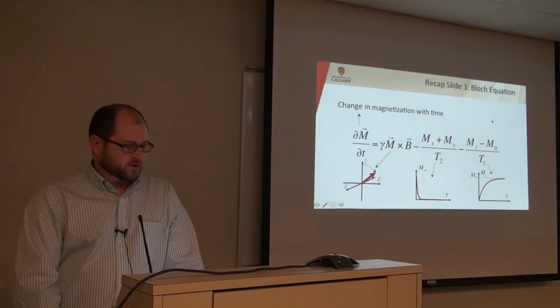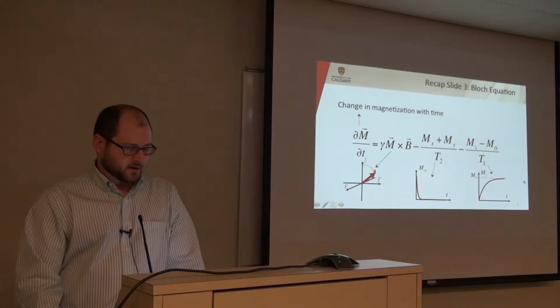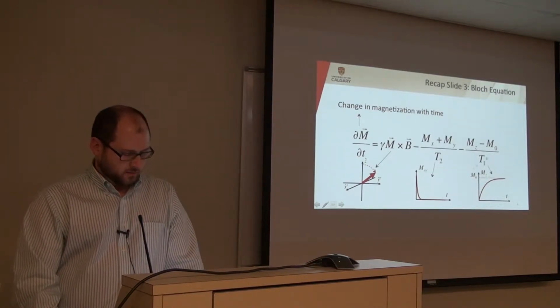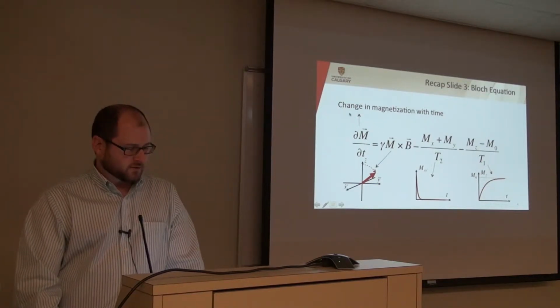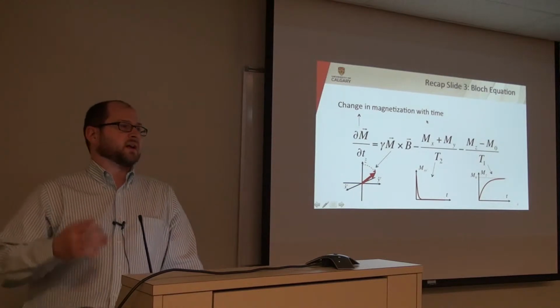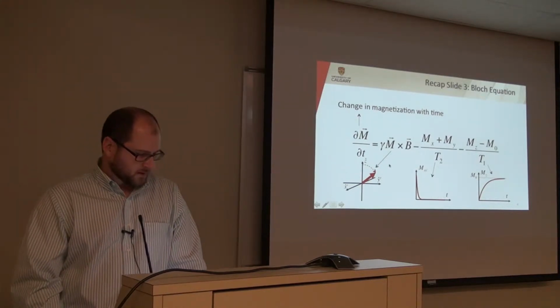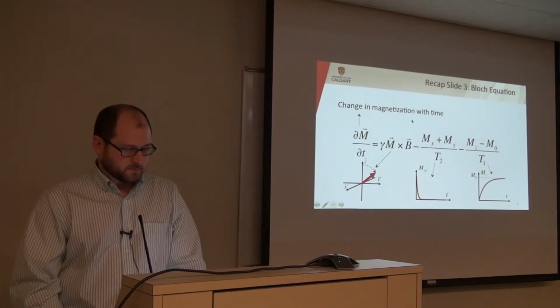We know that after we turn off the RF field, we're going to get relaxation in the transverse plane and recovery back along the Z direction, according to T1 and T2. This is illustrated by the Bloch equation, which basically just describes the temporal evolution of the magnetization over time. And this first term really deals with this RF tipping that we just showed.